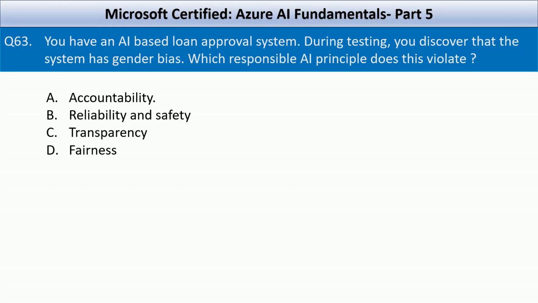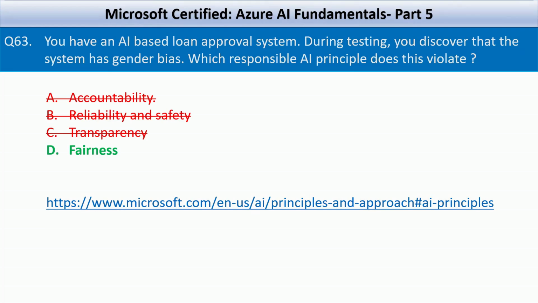Now, folks, accountability focuses on who is responsible for the system's decisions and ensuring oversight, so incorrect choice in this case. Reliability and safety ensures the system behaves as expected under different conditions. Transparency involves making the system's decisions and logic understandable and explainable, which makes it another incorrect choice for this particular use case.